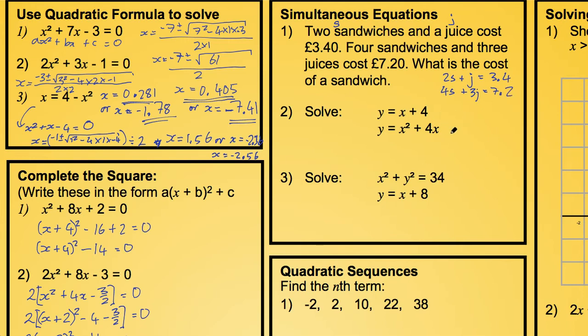Solve them. In order to solve them, I need to eliminate one of the two variables. I'm going to multiply this whole equation by 2 so that I end up with 4s there as well.